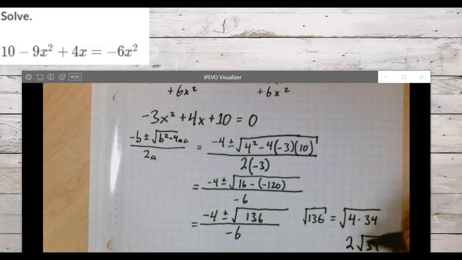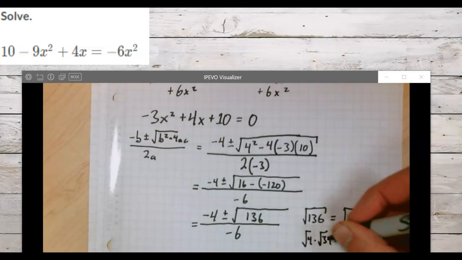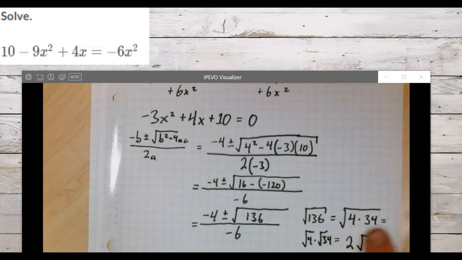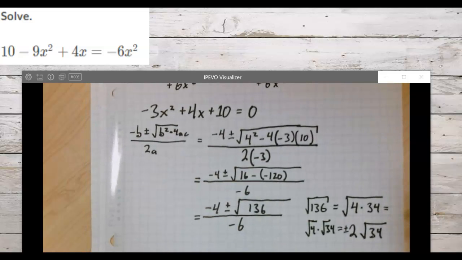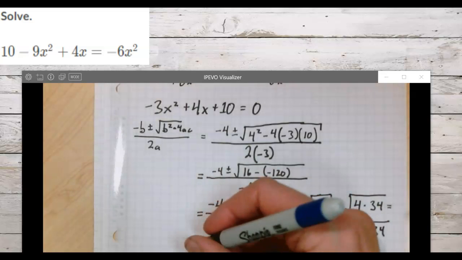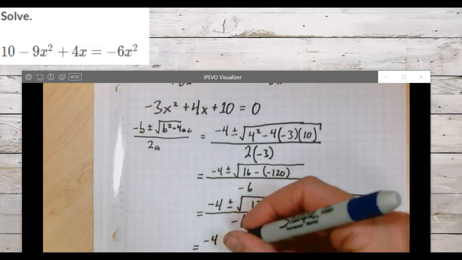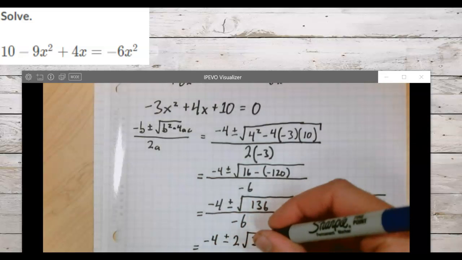By the way, guys, if you're forgetting why this happens, it's because this becomes square root of 4 times square root of 34. Values multiplied or divided under a square root can be split and square rooted separately. So then we square root 4. And this is where the plus or minus really comes from. That leads us to that plus or minus in the quadratic. So we're going to replace this with 2 radical 34. So negative 4 plus or minus 2 radical 34.